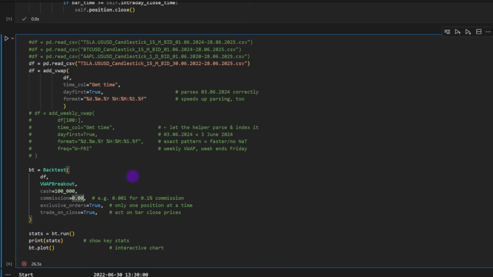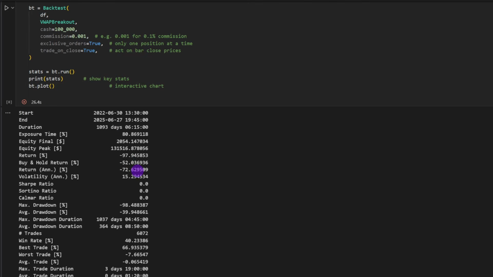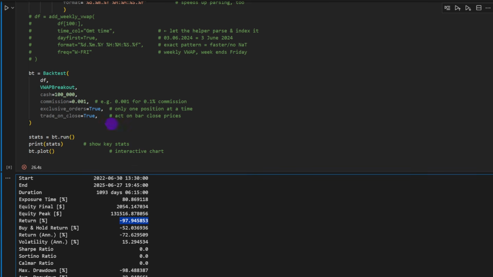So here, if I add 0.1% commission and I rerun the strategy, we're going to wipe probably all our gains. And here we're getting minus 97%, as you can see. So still the buy and hold is minus 52%. So we went from plus 700% to minus 97% just by adding 0.1% of commissions.